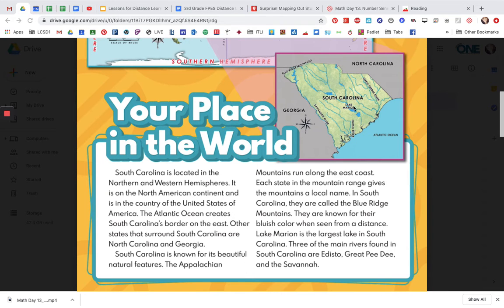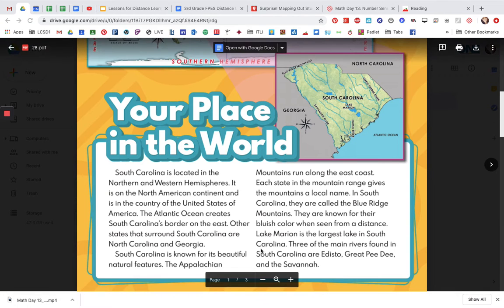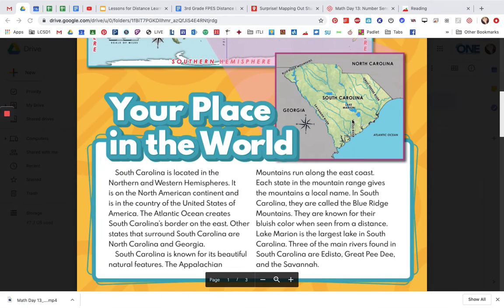Lake Marion is the largest lake in South Carolina. Three of the main rivers found in South Carolina are the Edisto, the Great Pee Dee River, and the Savannah River. Okay, so after you finish reading that, there are 4 questions that you need to answer. So you should write on top of your page social studies, or you could do SS, day 13. So, number 1, what continent is South Carolina located on?